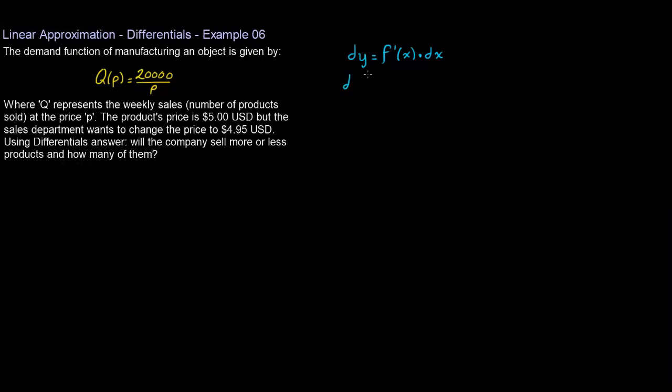Let's rewrite it in a more fitting way for this case. Instead of the differential of y, we'll be looking for the differential of Q, which stands for the differential of products sold. Instead of f prime, we'll be looking for Q prime. Here, the price will be the price the product is being sold at this moment, which is $5. And the differential of x is, in this case, a differential in price. So let's find out each of these parts of this formula.